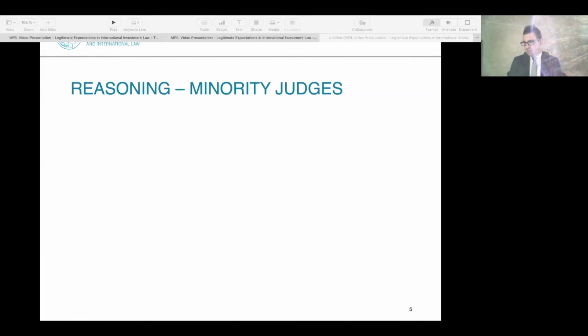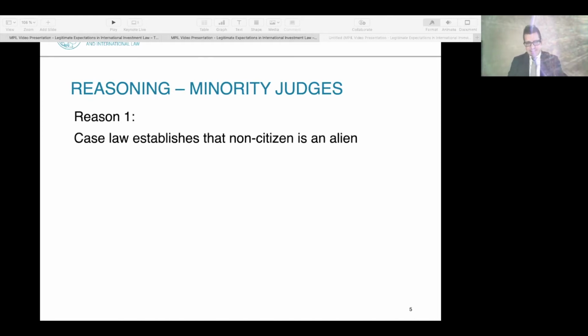I'm going to start with the reasoning of the three minority judges because their reasoning is actually fairly straightforward. First reason is this. The case law on the Australian Constitution establishes that citizenship determines whether a person is an alien or not. So if you are a non-citizen of Australia, then you are an alien.